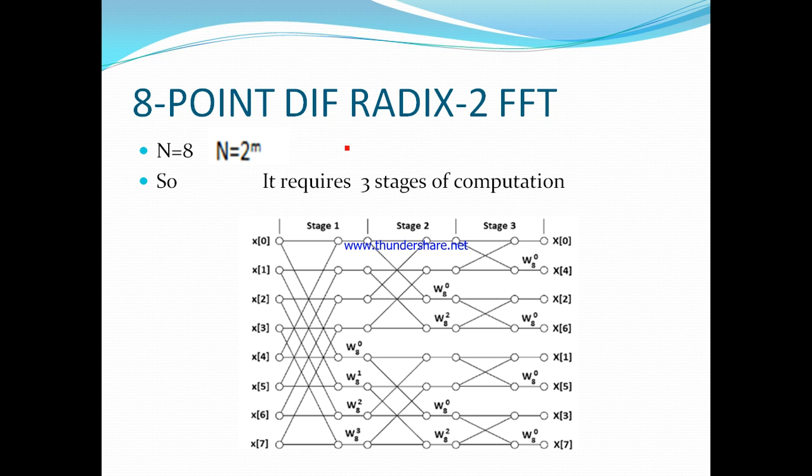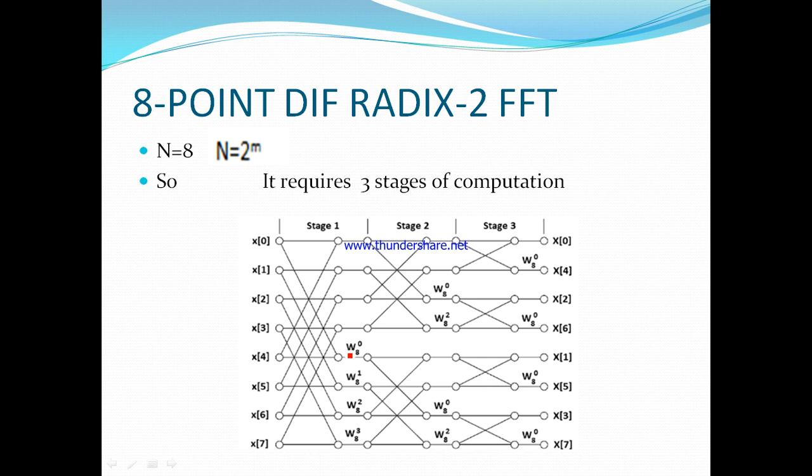But for the DIF Radix 2 algorithm, we are writing the input sequence in normal order. But on the output side, the output signal will be in bit reversed order. And here this is the 8-point DFT. For the 8-point DFT we have 4 twiddle factors.